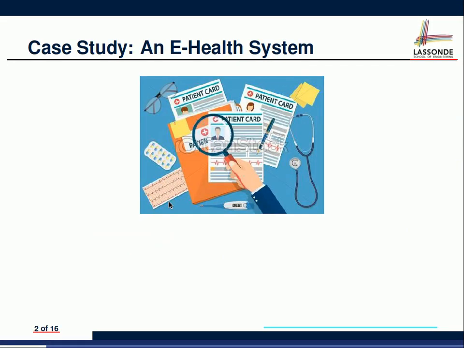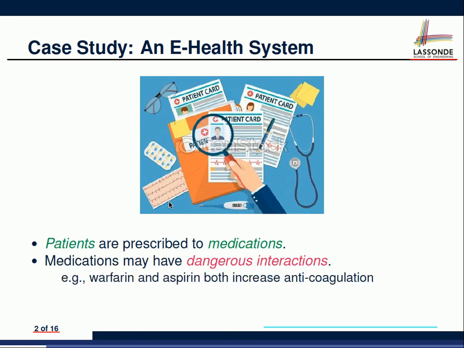So we're going to consider an e-health system. Let's see what the major components are in the system. First of all, we got patients, we got medications. The patients are prescribed medications. However, medications might be dangerous with each other. For example, warfarin might be dangerous with aspirin. Okay, just one example. So what would be the goal over here to preserve the property for the system?